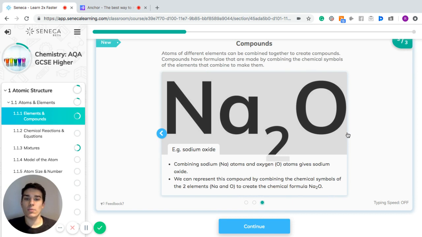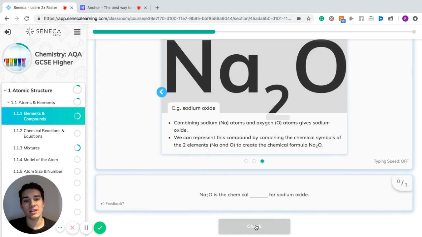So a compound containing sodium and oxygen, sodium being Na, the chemical symbol, and oxygen being O, will give you sodium oxide. So that will be Na2O. Now we represent this compound by combining the chemical symbols, so Na and O, and also the number 2. And all that means is for every 2 sodium atoms in the compound, there is 1 oxygen atom. So Na2O is the chemical formula for sodium oxide.